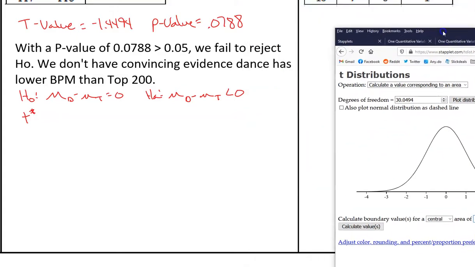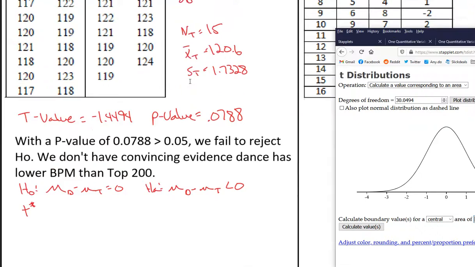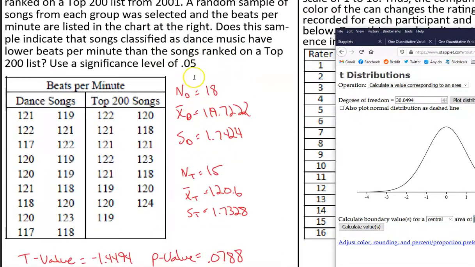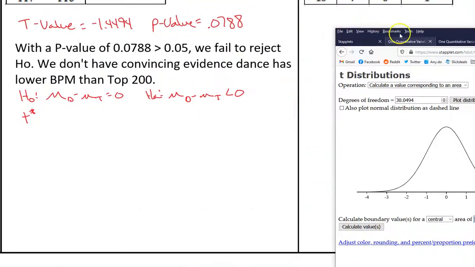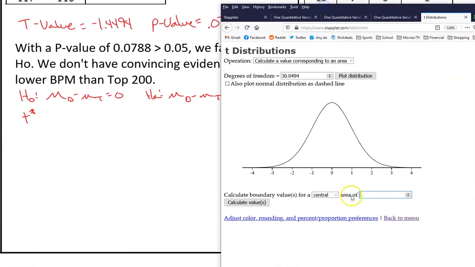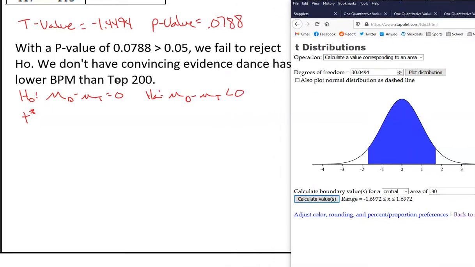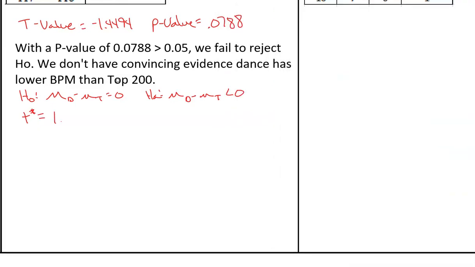And what interval do we want here? We're doing less than, so it's one-tailed. And so we're going to do a 90%, right? Because you're going to double that 0.05 to 90%, 0.90. And calculate, and I get 1.6972.